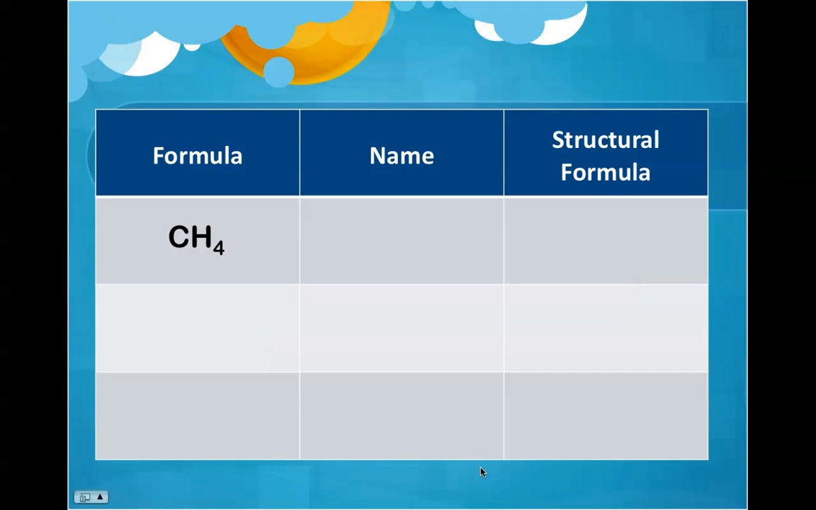Alright, so let's start with our first example, CH4. I have 1 carbon, which means that I'm going to use the prefix meth and then the ending ANE since there are no double or triple bonds between any carbons. Our structural formula is going to be our carbon in the center, and then we fill in the rest of the 4 bonds around carbon with our hydrogens.